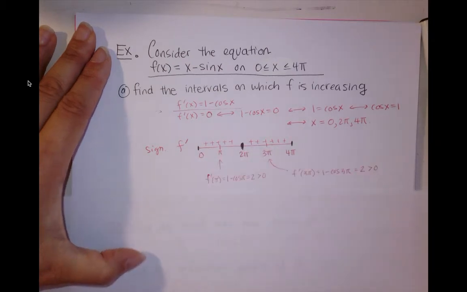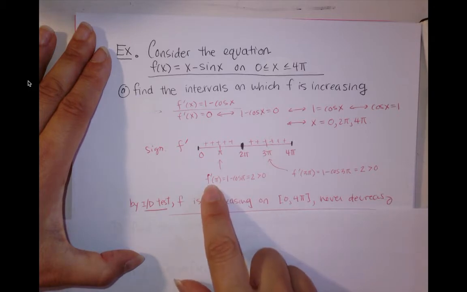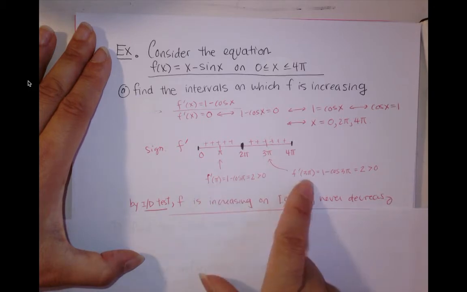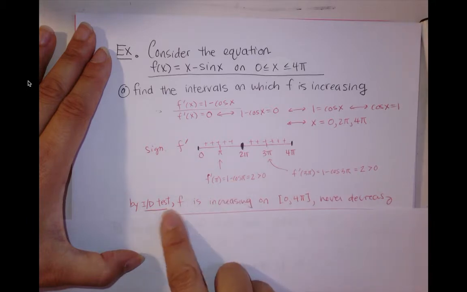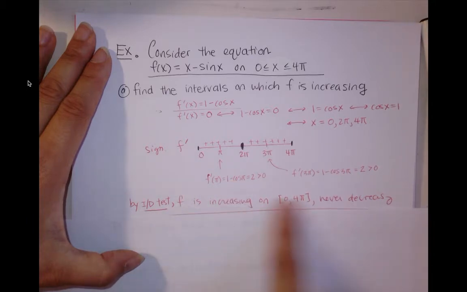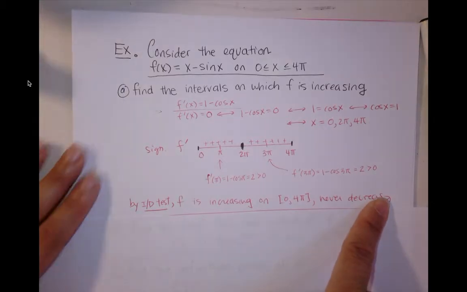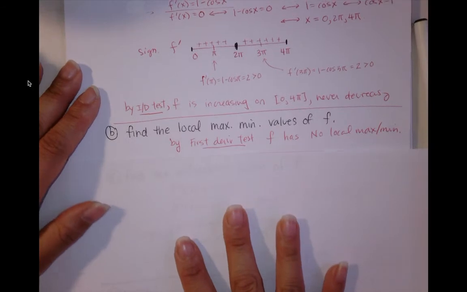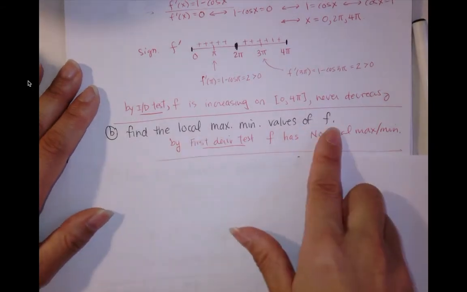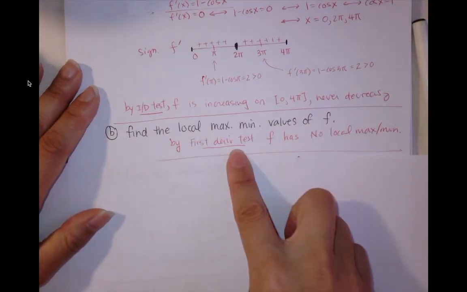We record our results down here, and here are the tests that I did. I tested f prime of pi and f prime of 3 pi, and the derivative is always positive. So by the increasing/decreasing test, f is increasing on the whole interval. Okay, so you can tell right off the bat for step B that if you try to look for the local maxes and mins, you're not going to have any. The function is always increasing.